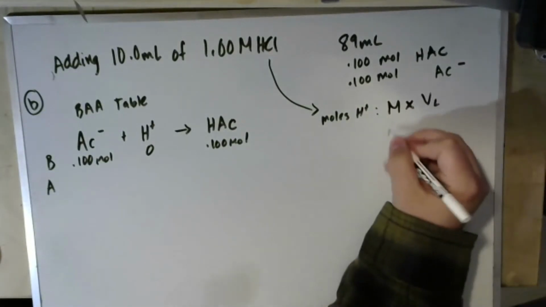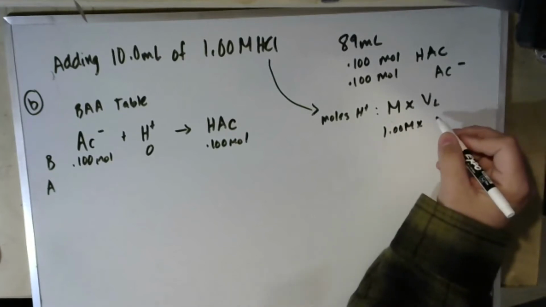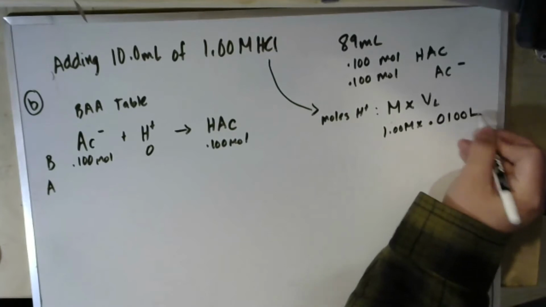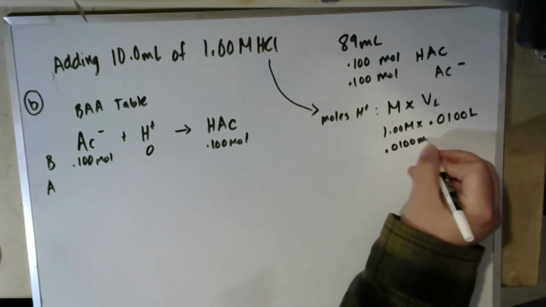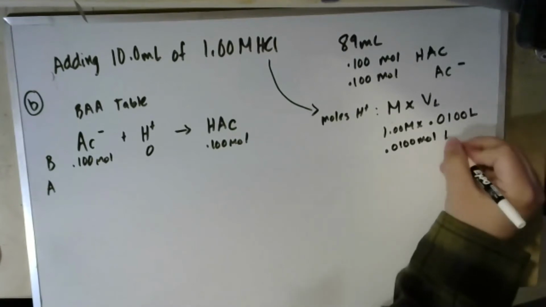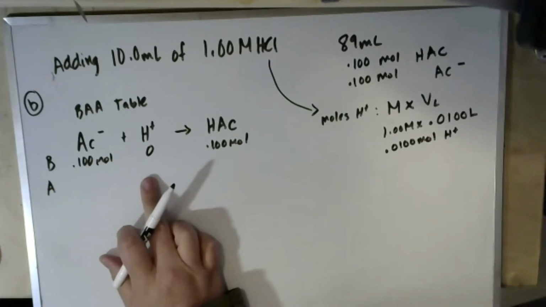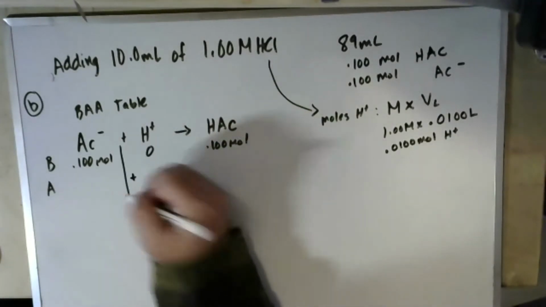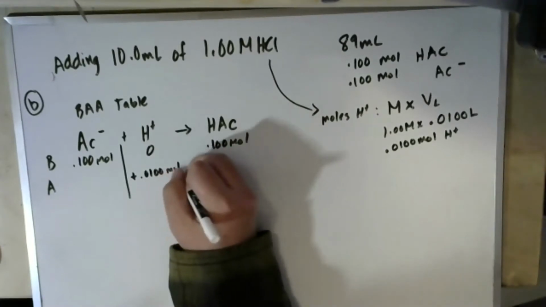Okay, so the molarity is 1.00. We're going to take 10 milliliters and divide it by 1,000, which gives 0.0100 liters, which means that we have 0.0100 moles. And that's going to be the H plus that we're going to be adding to our buffer. So we're going to have a plus 0.0100 mole right here.